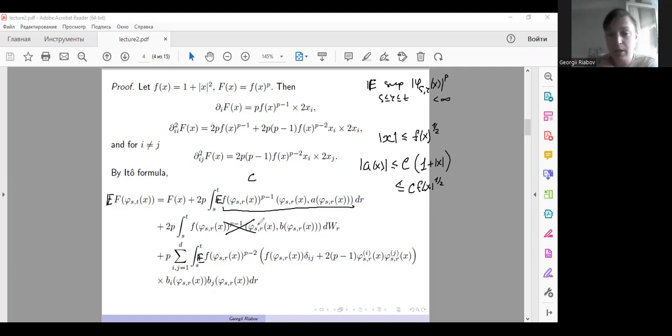some constant, yes, times f of phi to the power p minus 1. The scalar product we estimate as norm of phi times norm of a of phi. But both these norms are estimated as f of phi to the power 1/2 with some constant. So this is estimated as f of phi to the power p, which is exactly capital F of phi.